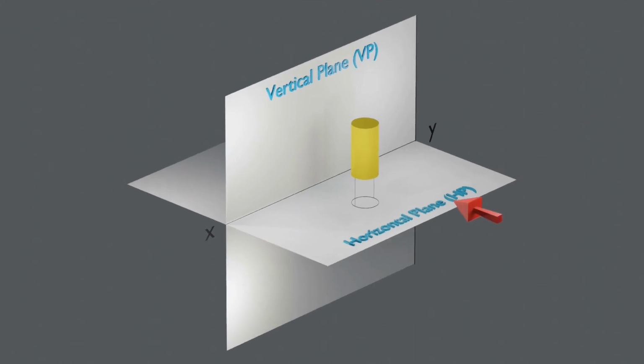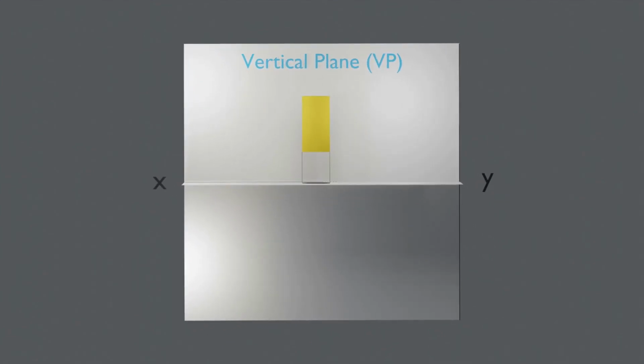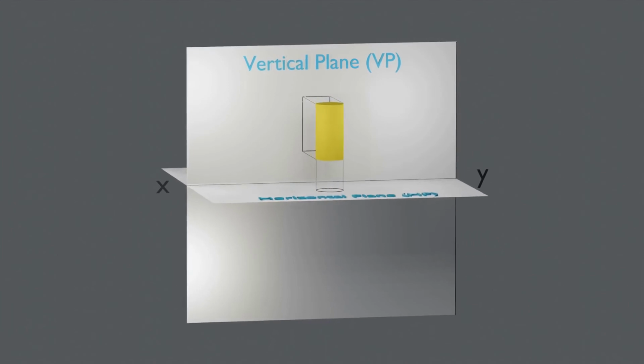Now to obtain the front view, we have to look from this direction. As you can see, the front view is a rectangle with the height equal to the height of the cylinder and the width equal to the diameter of the cylinder. This view is obtained on the vertical plane.